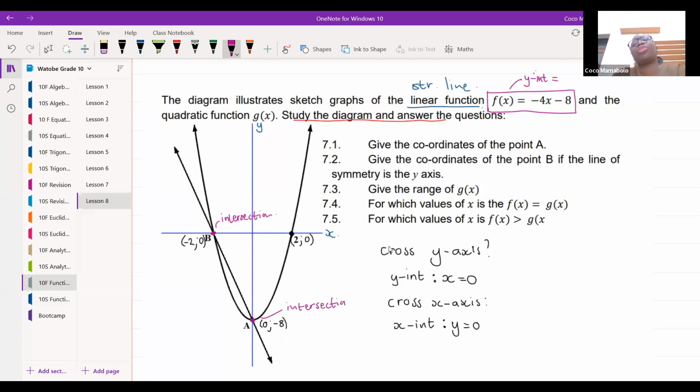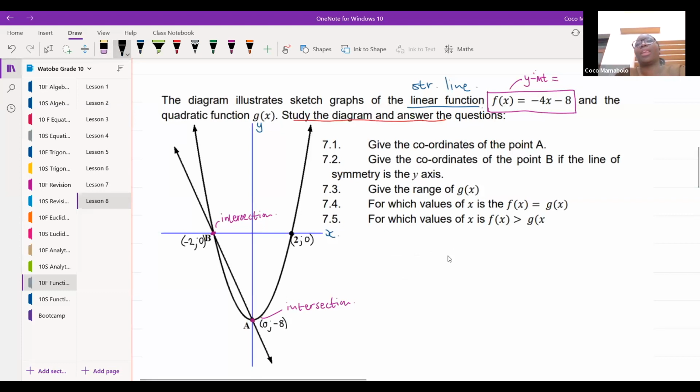What do we know about the two graphs at the point of intersection? I'll do that at the end of the lesson. Come on. What do we know about the points of intersection, guys? What do we know about the two graphs? At the point of intersection, my two graphs are what? Good. My two graphs are equal.